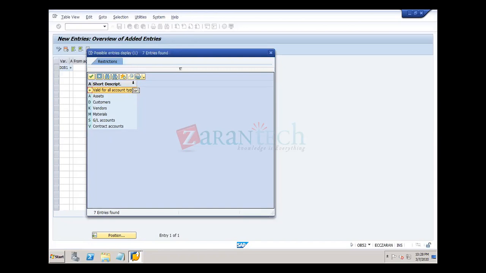So then, if at all I had selected any one of these, then I should give the same number range of that account, is it? Yeah. The number range I created for that GL account, I need to give that same here actually. Yes, of course. Okay.